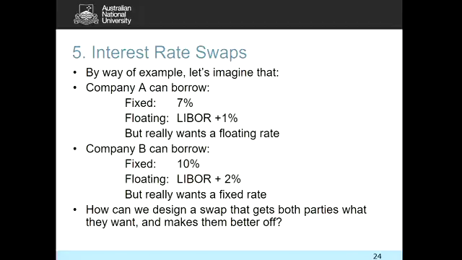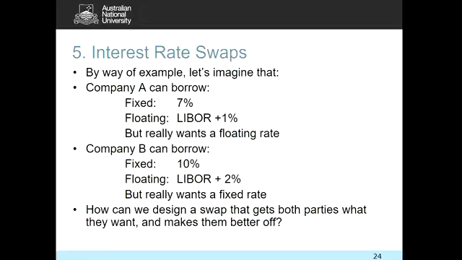Okay, so you can see that company A has what we would call the absolute advantage. It must have a lower credit risk. It can borrow at a lower fixed rate and a lower floating or variable interest rate. Company B must be more risky because it has to pay a higher fixed rate and a higher floating rate. Okay, so now we want to design a swap so that company A can get the floating or variable rate and company B can get a fixed rate.